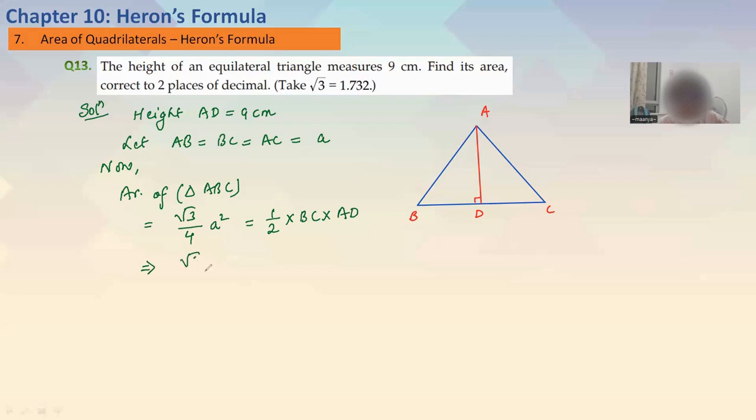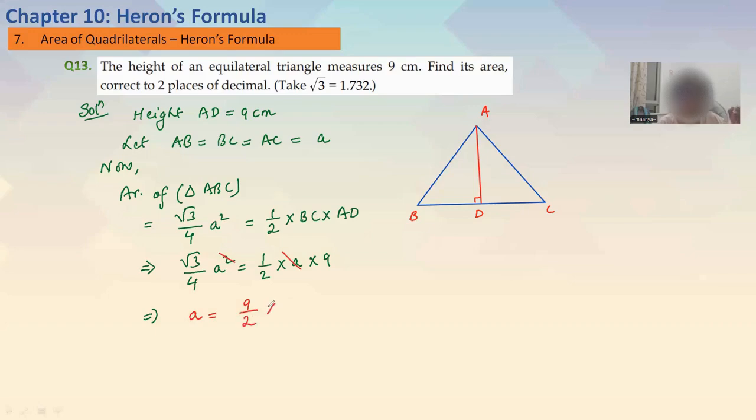Root 3 by 4 times a square is equal to half into a square into 9... sorry, divided by a, not square, a into 9. Very good. So look, if one of the a's is cancelled, eliminated, then we are left with one a. Root 3 by 4 a.